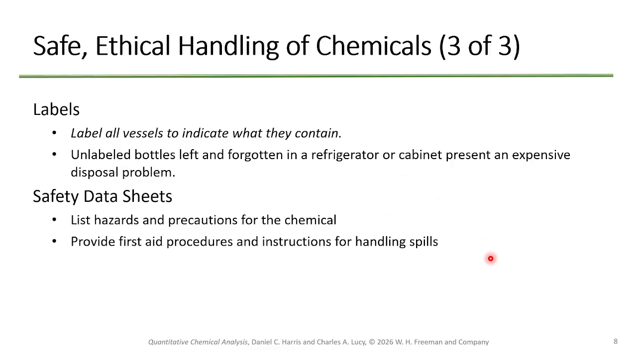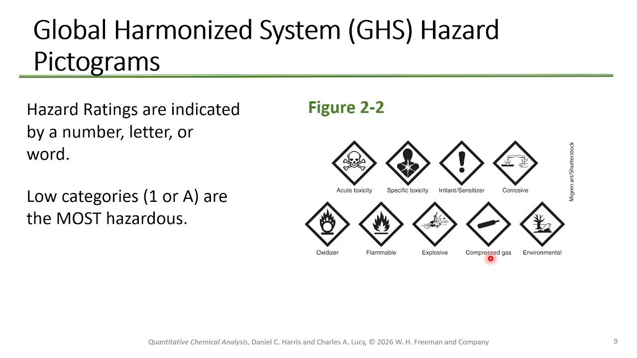Okay. Safety data sheets. Everybody knows where to find those now. Everybody knows how to use them. Okay. Fantastic. This right here is the GHS hazard pictograms. This tells you how it's hazardous to you. Hopefully you'll have all those notes in your lab notebook as well, so you don't have to just be like, I have memorized this. The lower categories, 1 or A, are the most hazardous on this scale.